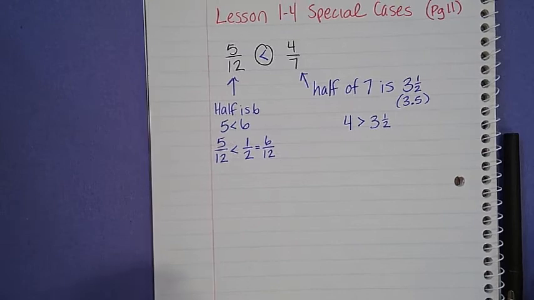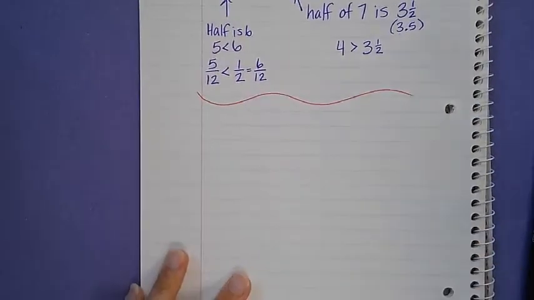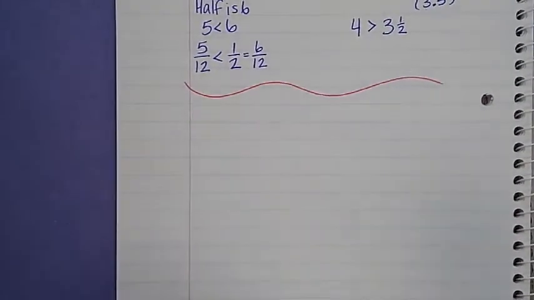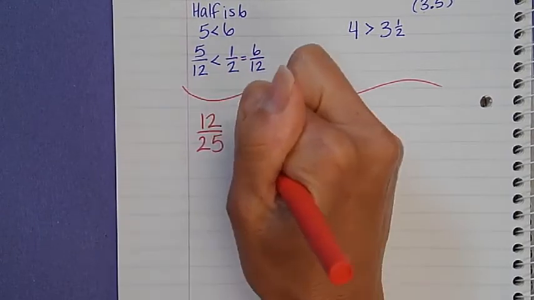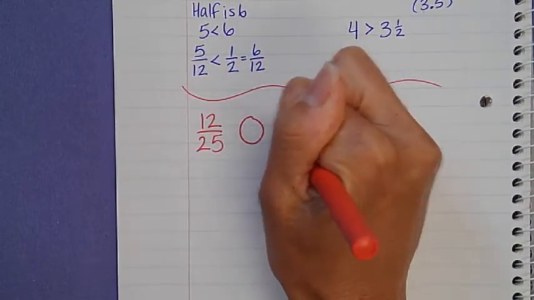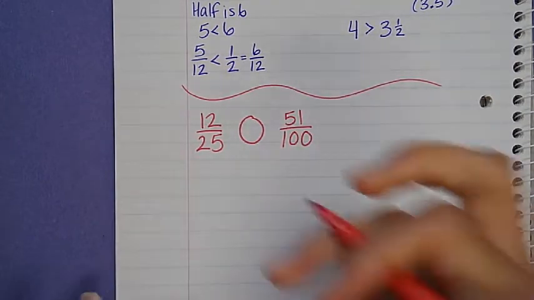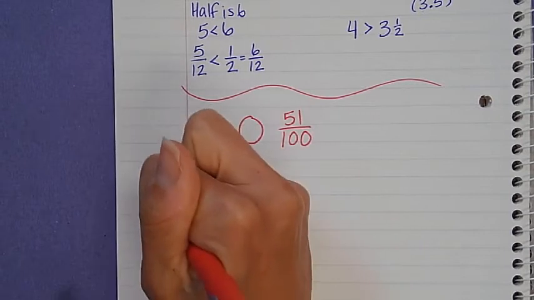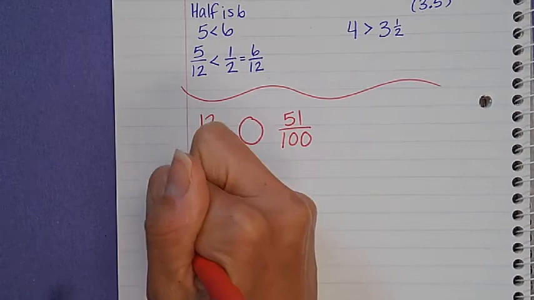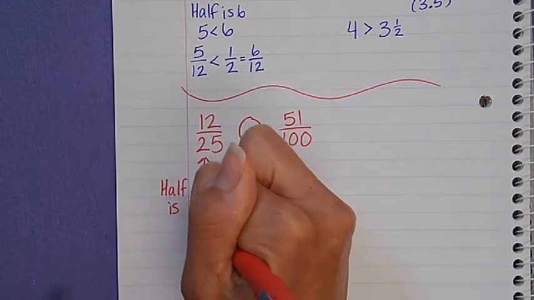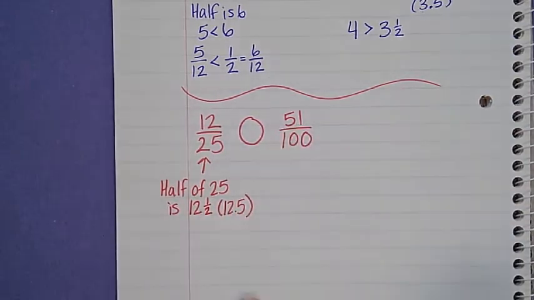I have another one to show you as well. So let's look at the next one. We are going to look at 12/25 and 51/100. So again, all we're thinking about is what is half. So if I'm looking at 25, half of 25 is 12.5.